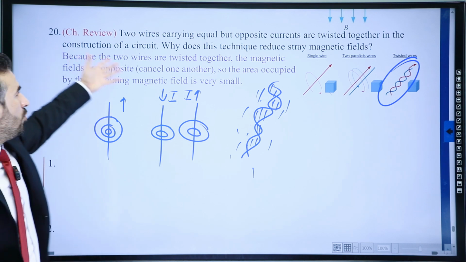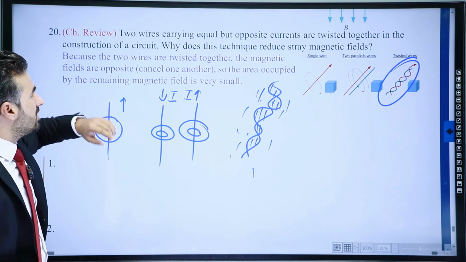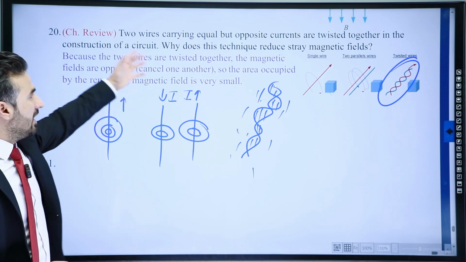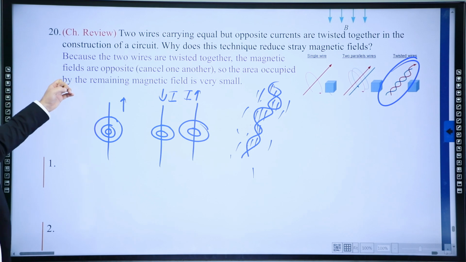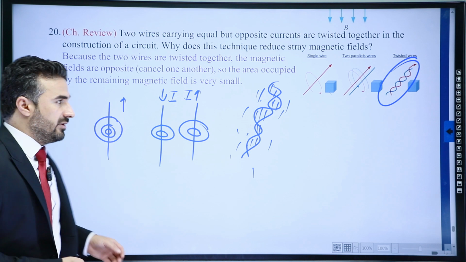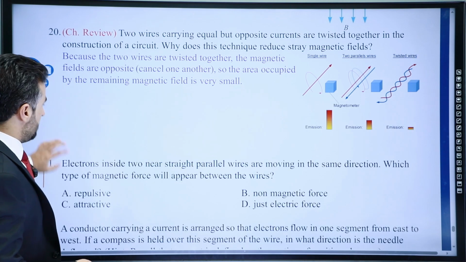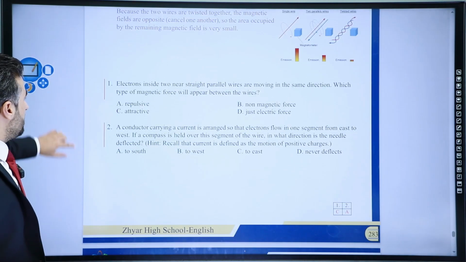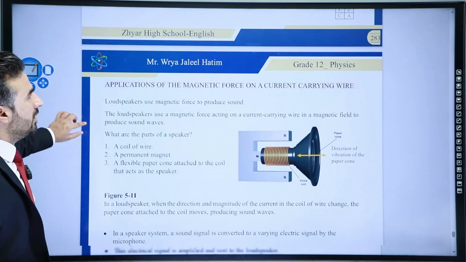So why? Because the two wires are twisted together, the magnetic fields are opposite and cancel one another, so the area occupied by the remaining magnetic field would be very, very small. So that was the purpose of all this. And of course, we have these two exotic questions. I would recommend you try to do them.